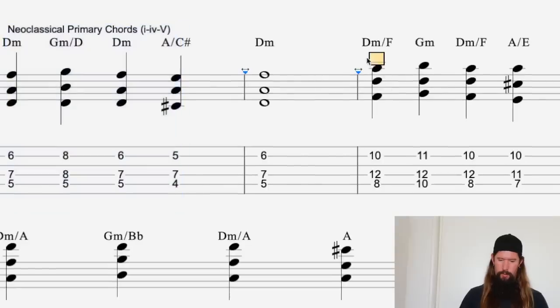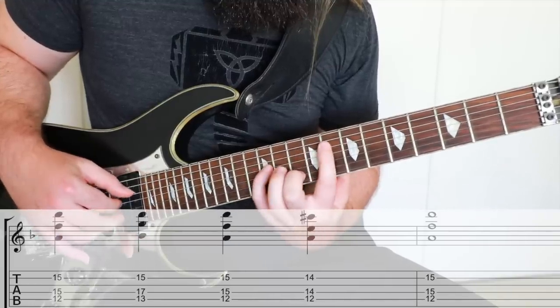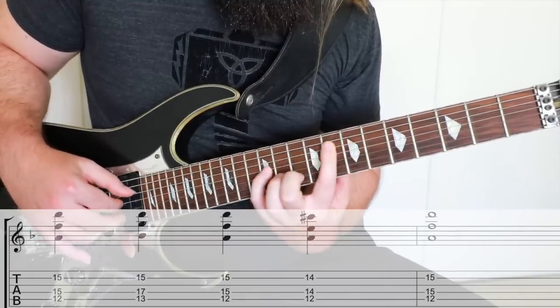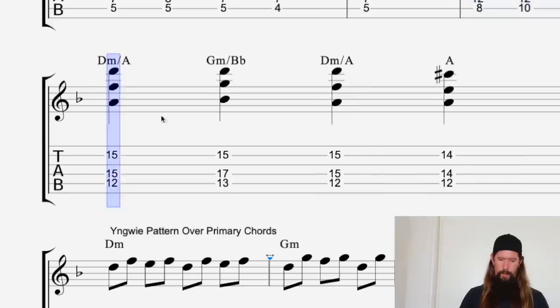And then I'm going to the first inversion of D minor, or D minor over F. Grabbing the closest voicings I can. Finally, we've got D minor over A.